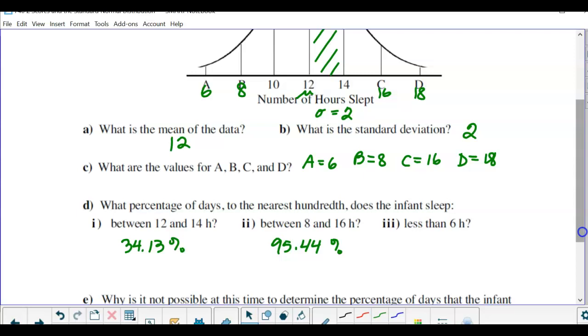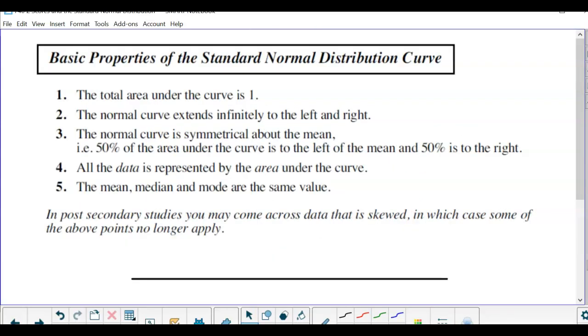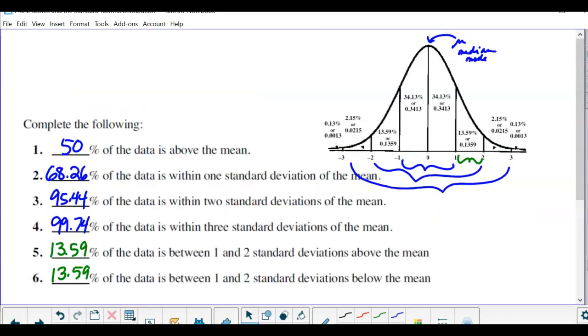Okay, and less than 6 hours is that little bit below the 3 standard deviations. So if we take a look here, that's 0.13%.